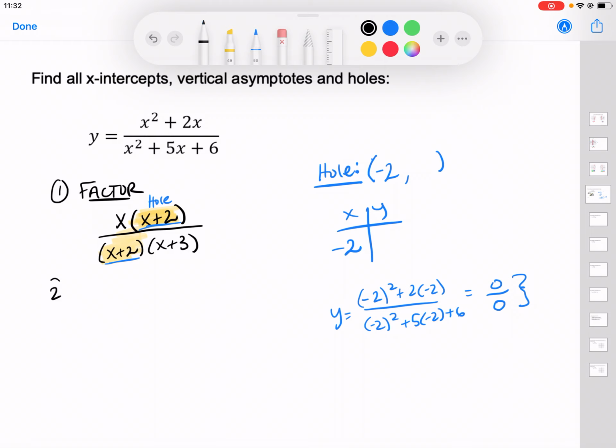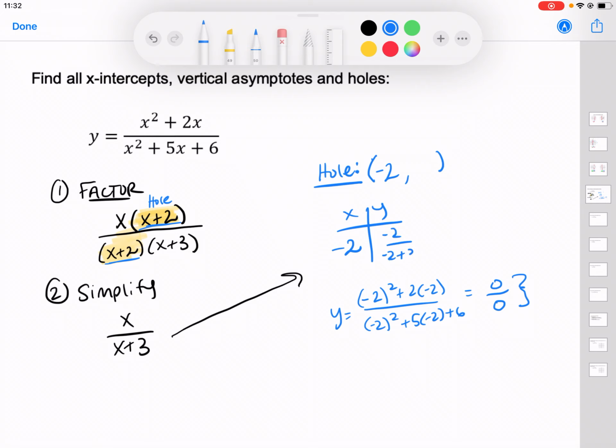So the second step you want to do is actually simplify, because we don't want to use the original equation. We want to use the simplified equation when we plug it in for y. So we're going to go ahead and do negative 2 over negative 2 plus 3. That way we don't get 0 over 0. So negative 2 stays the same. Negative 2 plus 3 is 1. So this is negative 2. So our hole is at negative 2, negative 2. So we've got that done.